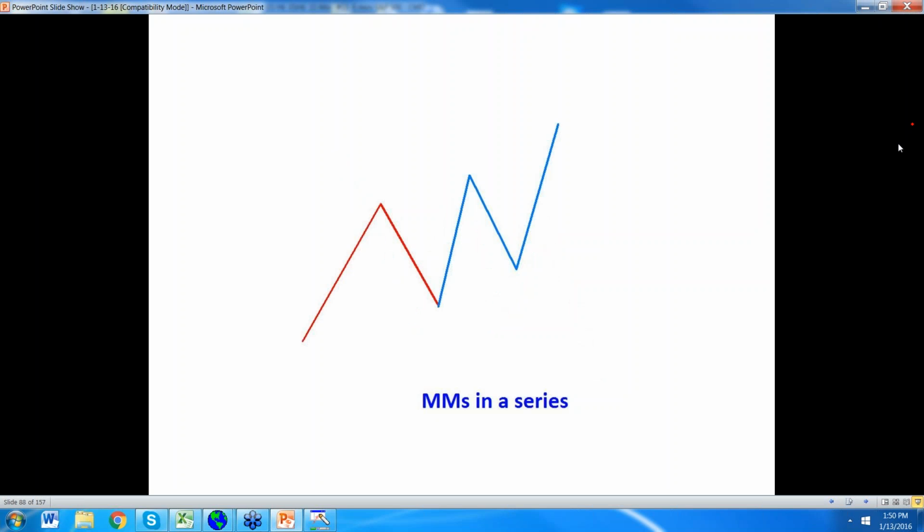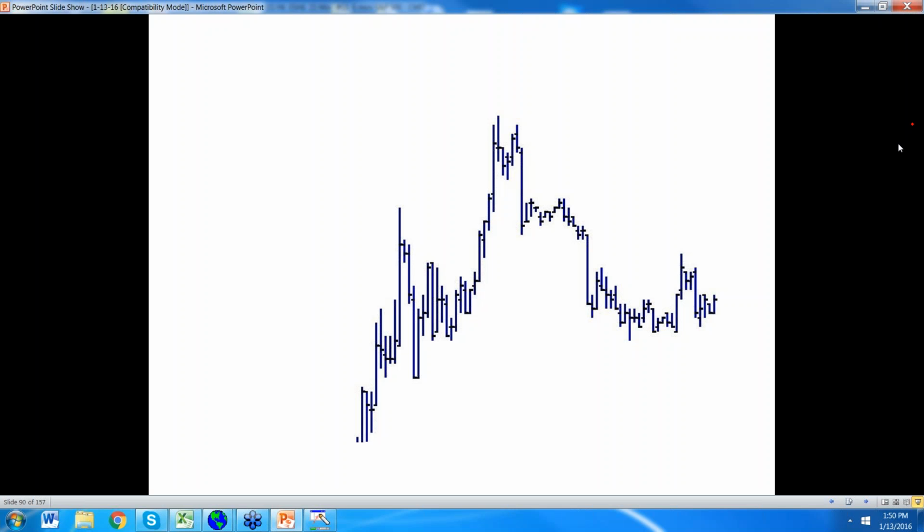Again, these are two measure moves in a series. These are two measure moves. It's a measure move within a measure move. Okay. So let's take a look at some examples. These are just some diagrams. This blue measure move is within this red one. So up there is a reversal.